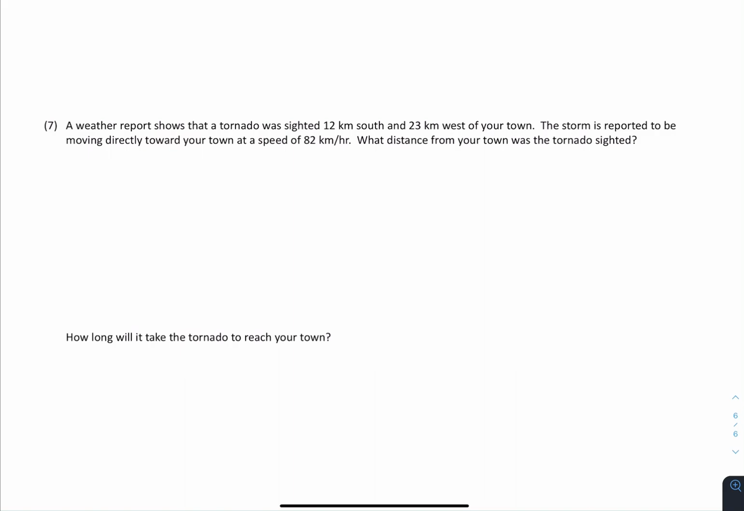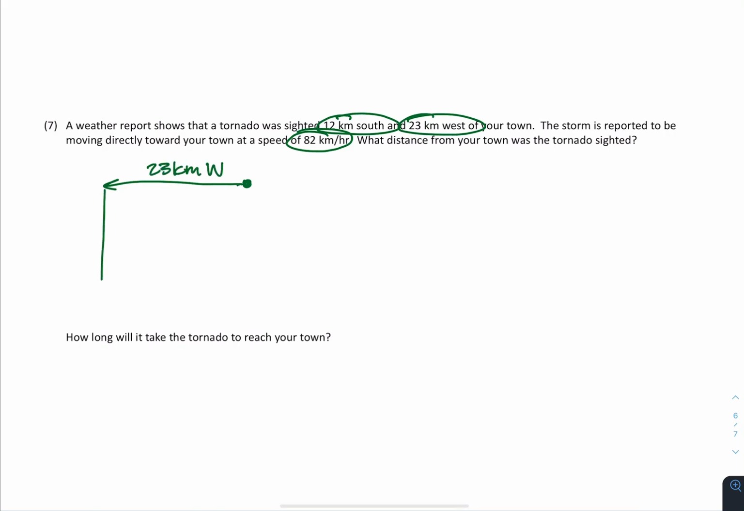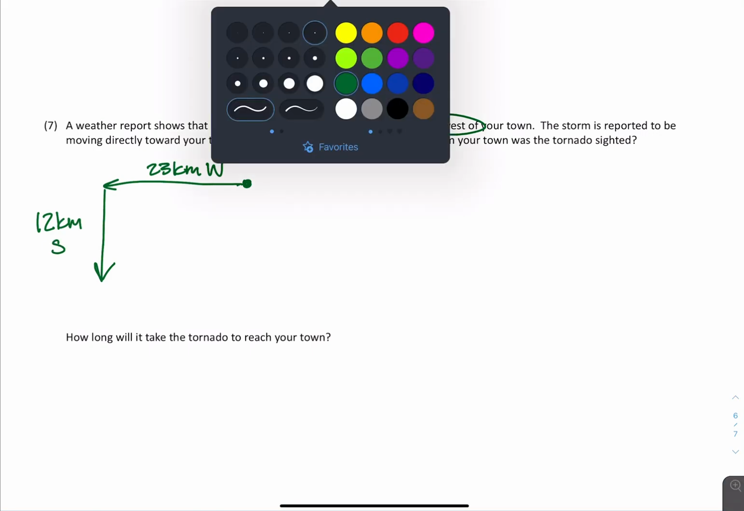A weather report shows you that a tornado was sighted 12 kilometers south and 23 kilometers west of your town. The storm is reported to be moving directly towards your town at a speed of 82 kilometers per hour. So the tornado is 23 kilometers west and, whoops, not 82, 12. Sorry about that. 12 kilometers south.